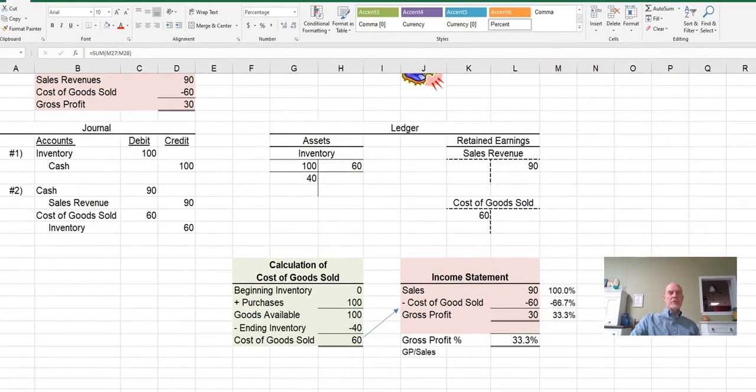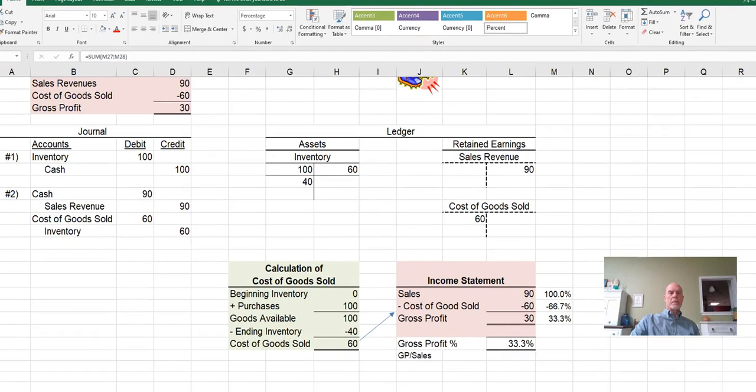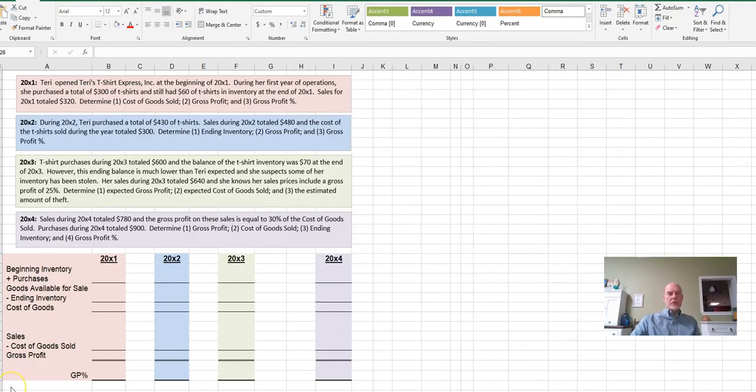Okay, so what I'd like you to do is think about how you would apply this approach. Okay, I was having trouble getting over to the next page.